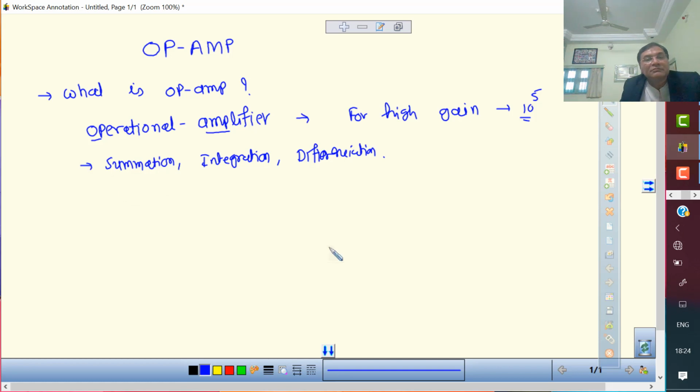And by using an external circuit, it can be used as a filter, as an oscillator, a diode tester. There are so many applications, but when this was prepared, at that time the purpose was only to get the summation, integration, differentiation.